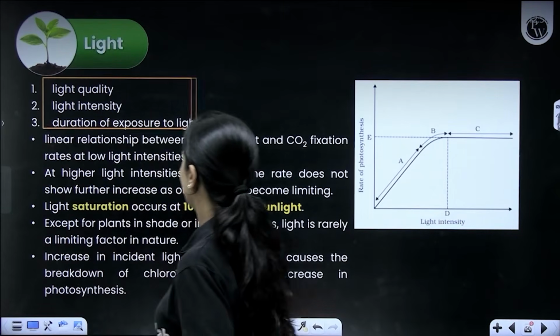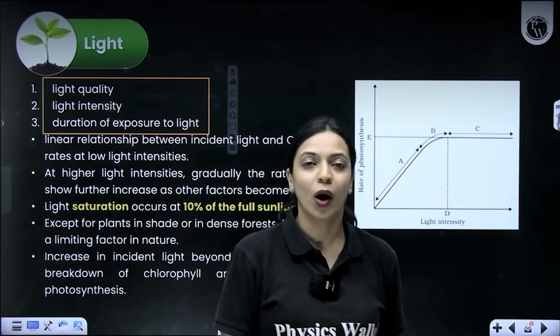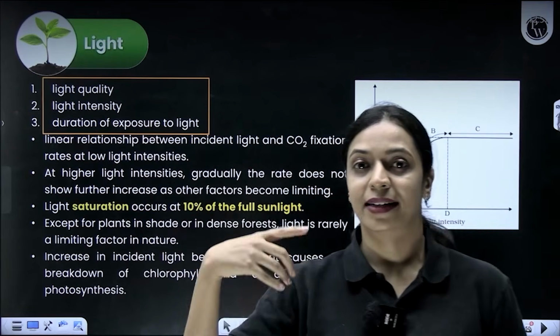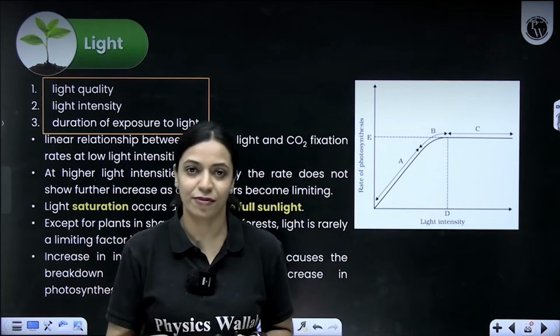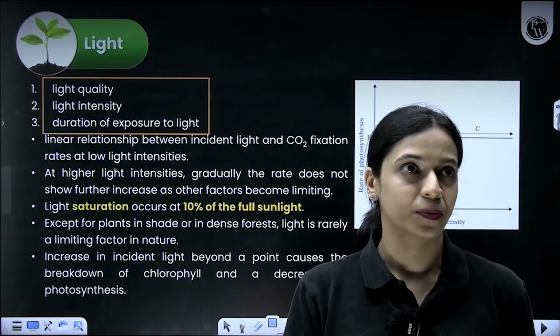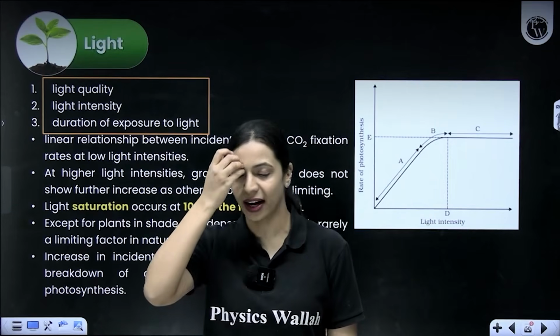One is the quality of light, one is the intensity of light, and the other one is duration of exposure. Quality of light refers to the wavelength of light. We saw when we did that absorption spectrum graph that all wavelengths of light are not equally effective in photosynthesis. Plants prefer certain wavelengths of light at which photosynthetic rate will be high. We saw that in action spectrum as well, right?